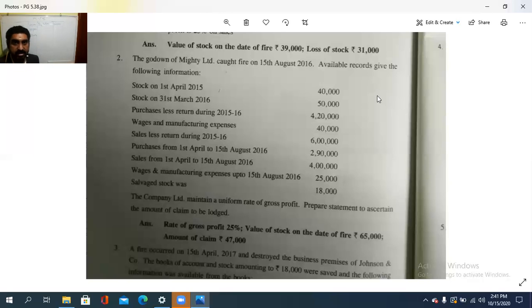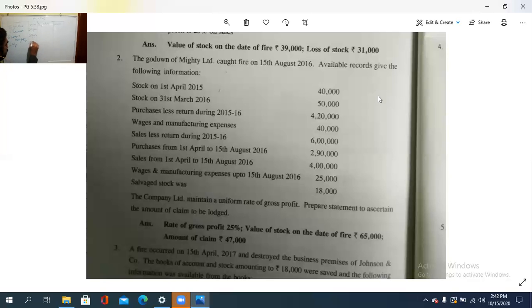We need to prepare the memorandum trading account for the previous period. The details are stock on 1st April, then purchases less return, wages and manufacturing expenses, then the sales on the opposite side, and the closing stock. This is the opening stock, and that will be the closing stock for the last year. So take the difference, then 1,50,000 is the net figure, to be divided by sales; that is the gross profit ratio. That gross profit ratio is to be applied here. So how much? 4 lakh at 25%, it is 1 lakh.